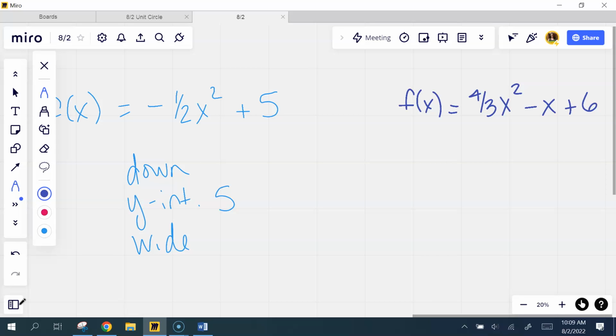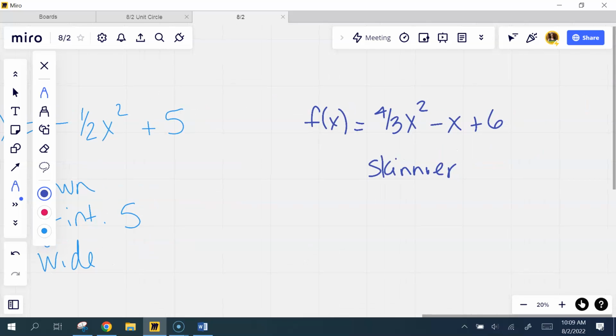Tell me what you know. I tried to throw you. Look up there. It's a skinnier graph than the parent graph. Remember, we're always comparing to 1. 1 is an average standard parent graph. So because 4/3 is actually bigger than 1, even though it is a fraction, it's going to get skinnier. All right, somebody else said something else.